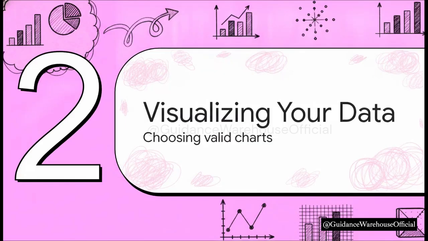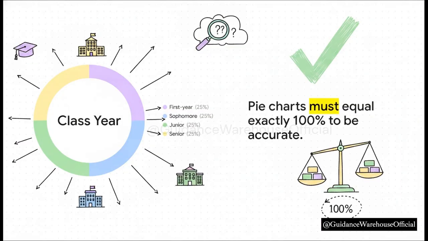Section 2. Visualizing your data and choosing valid charts. Once you actually have your data in hand, you need a way to show it to the world. If you're working with qualitative categorical data, your brain might immediately jump to a pie chart. And pie charts are fantastic, but they have one strict mathematical rule. They only work when your categories perfectly sum up to exactly 100%. For instance, imagine a university population split perfectly into 25% increments across freshmen, sophomores, juniors, and seniors. Every single person is perfectly accounted for.